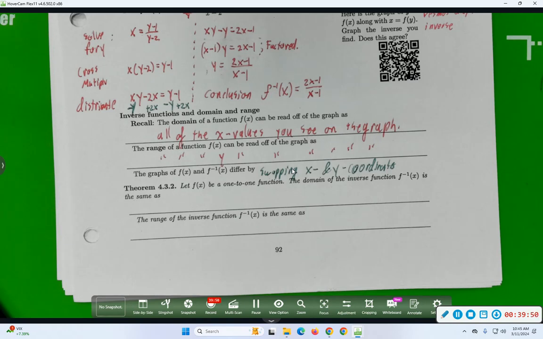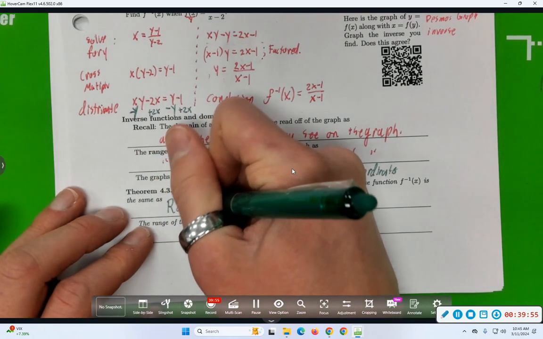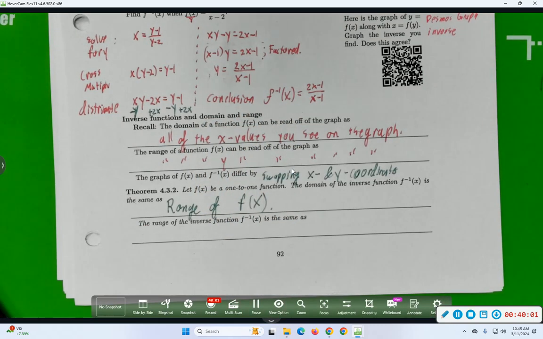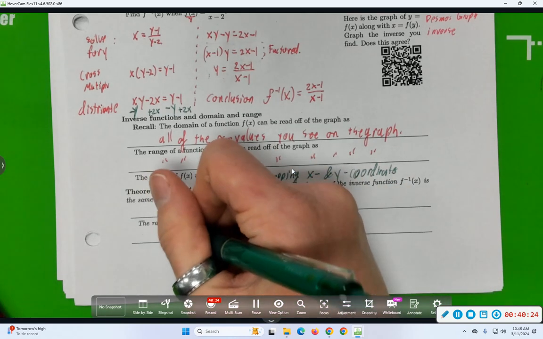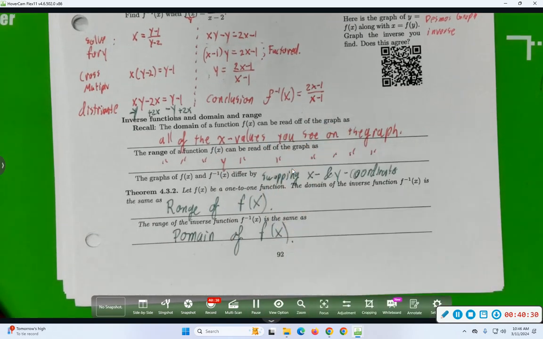But let's just write down the conclusion. If you want the domain of an inverse function, it's the same as the range of the original function. The logic is that you can read off the domain of the inverse function from the graph. Imagine you graphed the inverse function. You would read off all the x values you saw. But you already know what those are: they're the same as all of the y values on the graph of the original function, and that's the range of the original function. And the same thing is true the opposite way too. If you want the range of the inverse function, that's the same thing as the domain of f of x.